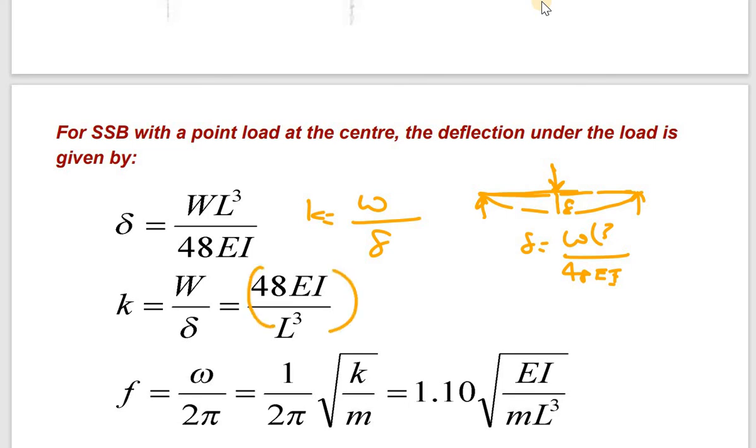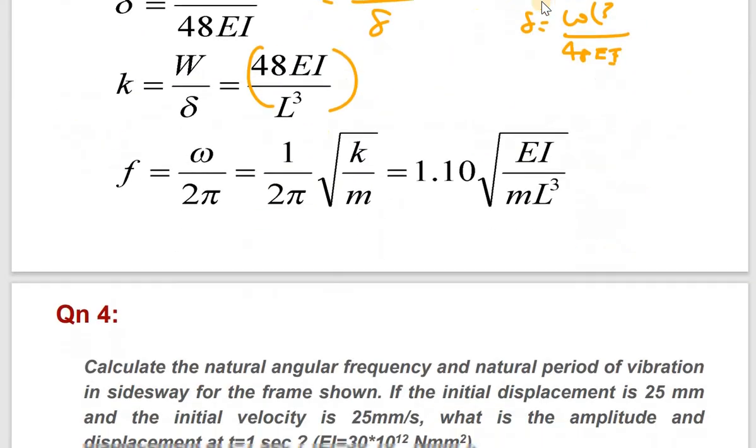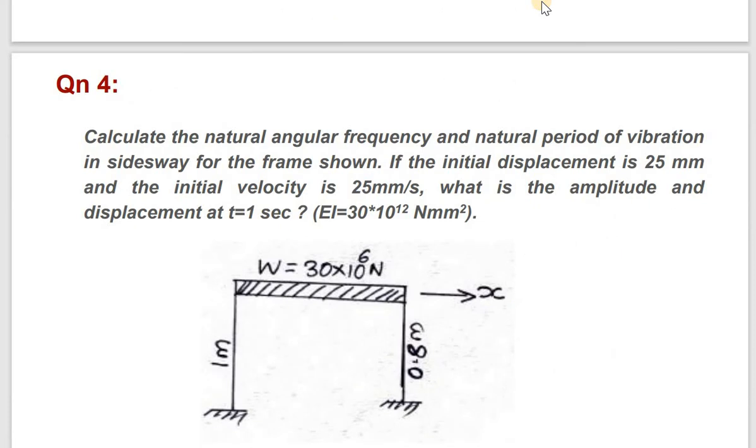Okay, 48 EI by L cube. F is equal to omega by 2 pi, that is 1 by 2 pi root of K by M. So substituting K and M, I can find out what the values are.